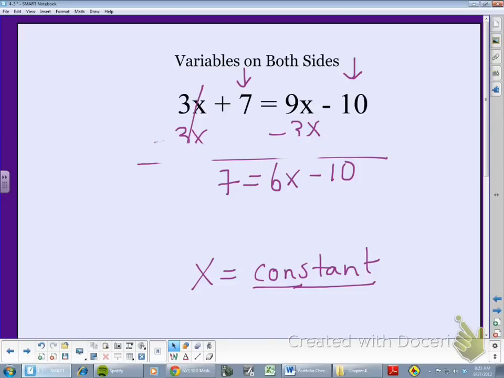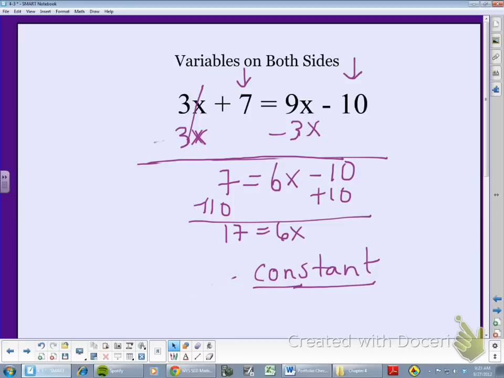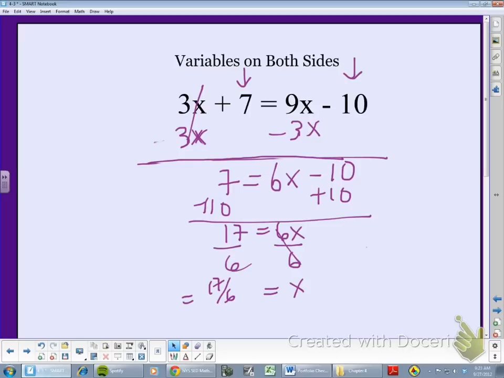So let's see here. So this was taking 3x away. Okay, and now we have 7 is equal to 6x minus 10. So let's add 10 to both sides. That's 17 is equal to 6x. Okay, now we have to divide by 6. Divide by 6. X is equal to, let's just leave it as 17 over 6. If you want, you can turn it into a mixed number or a decimal.